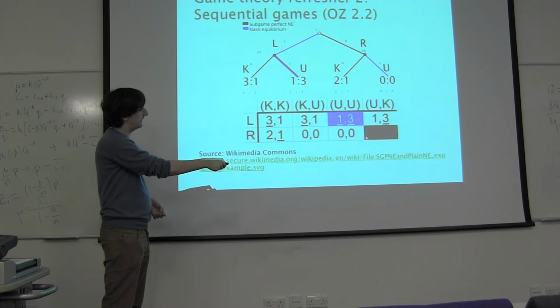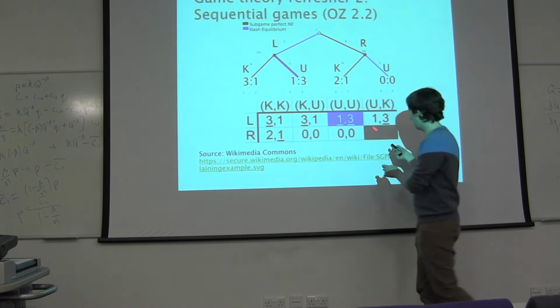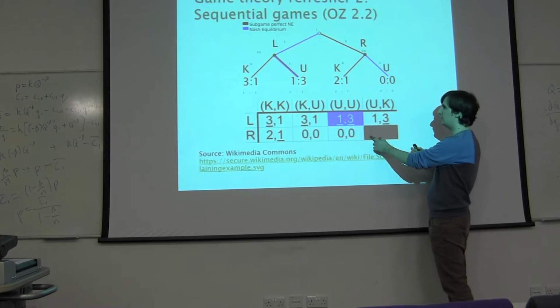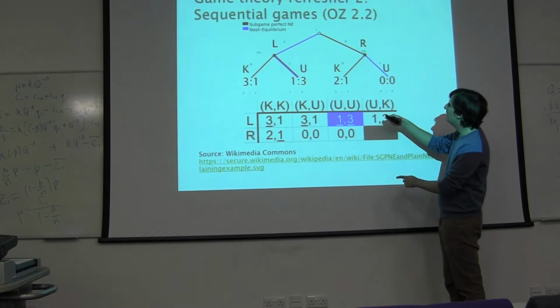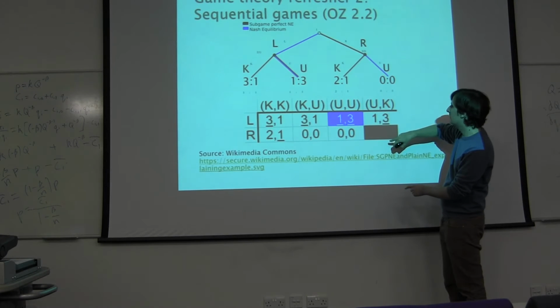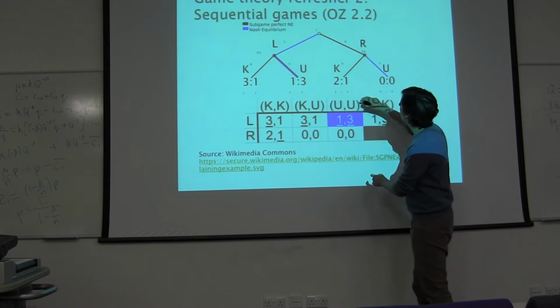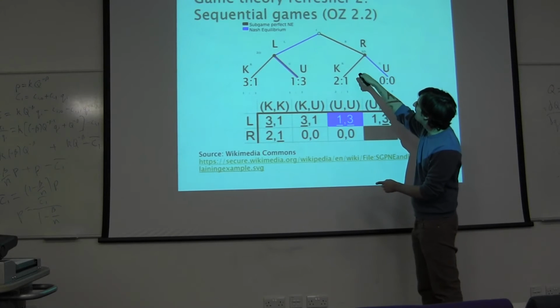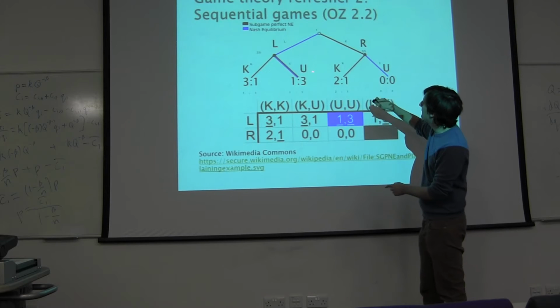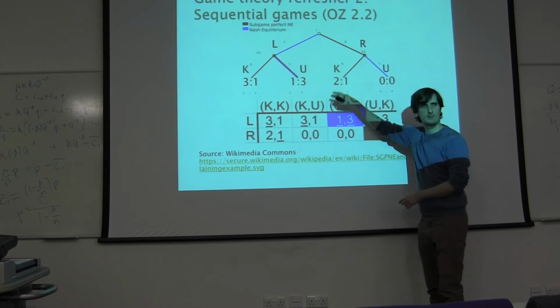So the only subgame perfect Nash equilibrium is this one, which you can't see due to the projector. Okay, so this is 2-1. It's RK, so it's here. Okay, so in the first period, player 1 plays R, player 2 plays K.